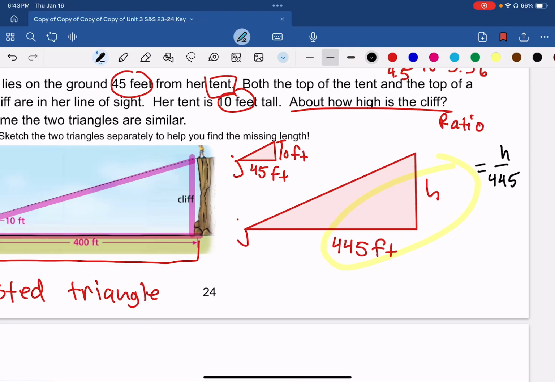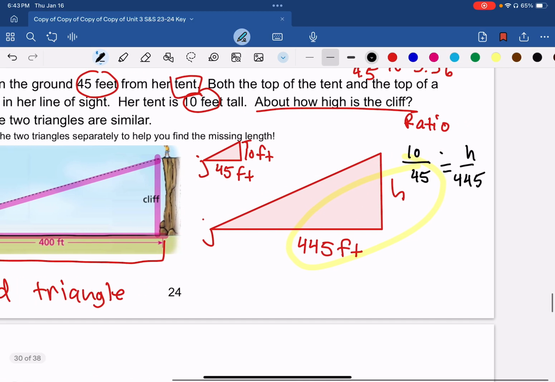I did the height first. So on the other triangle, I do the height first. And then I did the ground second. So then I do the ground second. That's what's the most important part, that the top and the bottom match. All right, and so since these are equal to each other, I know these have to be equal to each other because they're similar triangles.